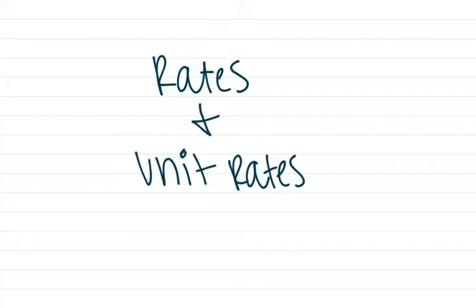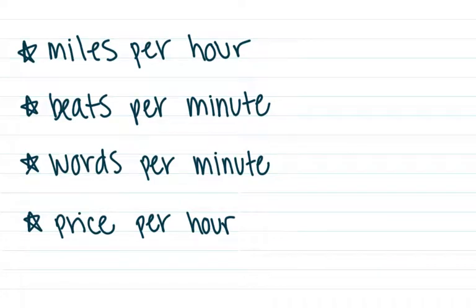Some really common rates are listed here. Miles per hour, that is a speed limit. That is a rate for travel. Beats per minute, if you've ever gone to the doctor and they take your blood pressure, they measure your heart rate. Heart rate is how many times your heart beats in a minute. That is a type of rate. Words per minute, if you've ever taken a typing test, or even sometimes a texting test where it sees how fast you can text or type, that is called WPM, which is words per minute. That is a rate of how fast you can type or text.